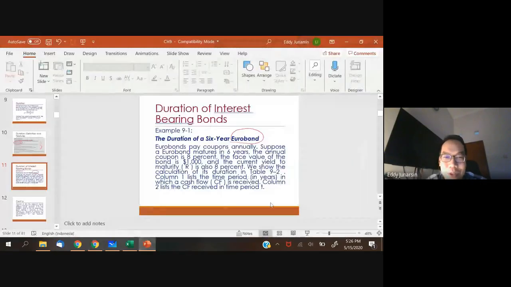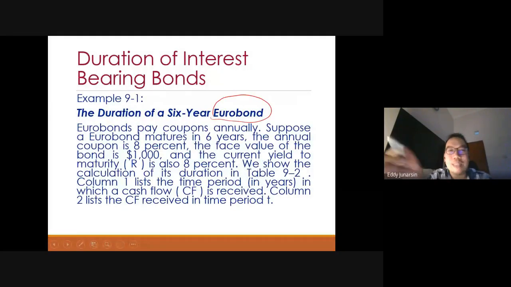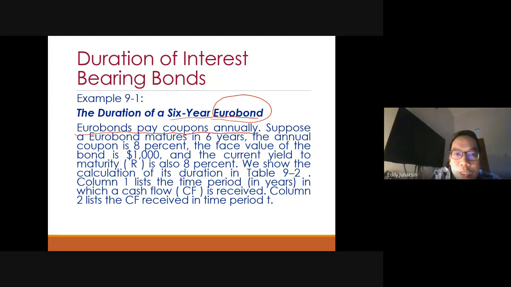Okay, so we go back to this example here. A 6-year Eurobond, you can imagine, is maybe an American company going to Europe but issuing a bond denominated in US dollar. The Eurobond pays coupons annually. The maturity is 6 years. The annual coupon is 8%. This is the face value, or the par value, of the bond.